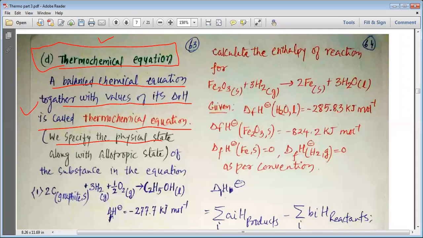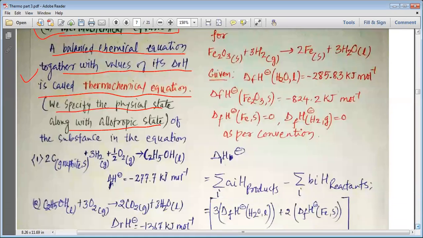Here we specify the physical state along with the allotropic state. Please remember, my dear students, that here we specify not only the physical state, but we also specify the allotropic state of the substance in the equation. You can see here that I have written carbon. With carbon, I have written solid, so it is in the solid form, as well as we have written that it is in the graphite form, because carbon can be in the diamond form, carbon can be in the fullerene form.